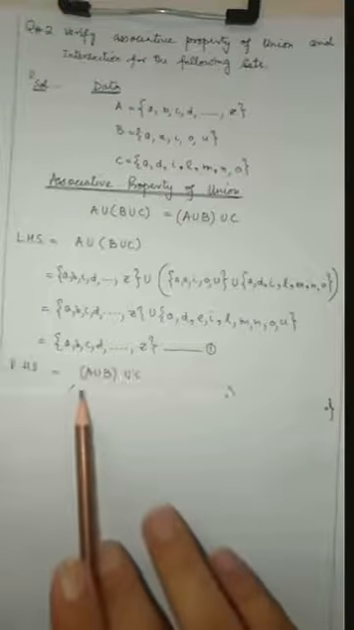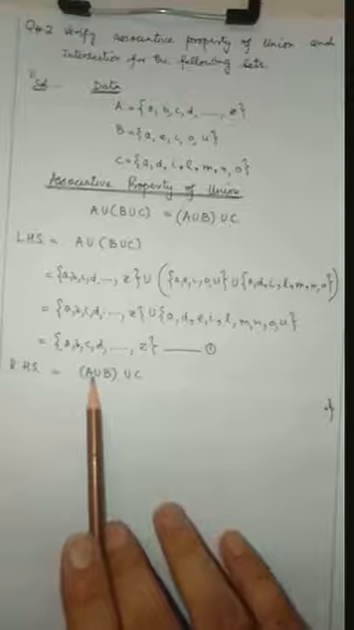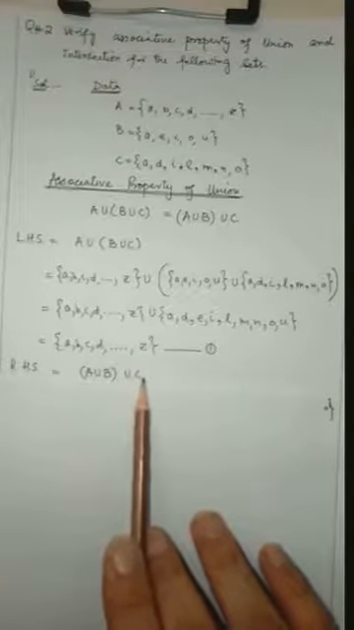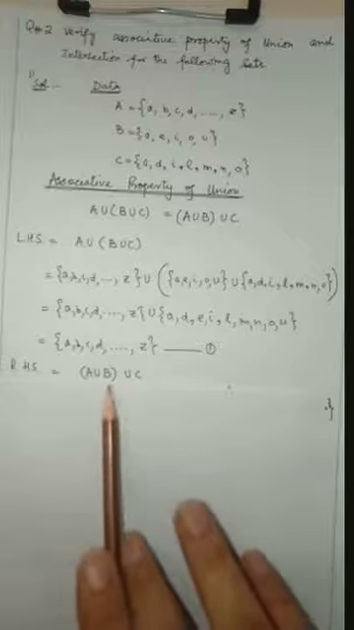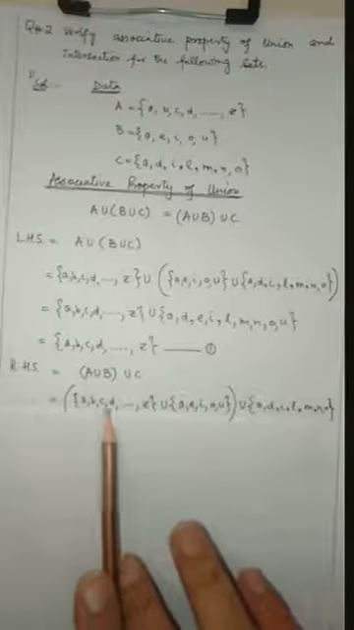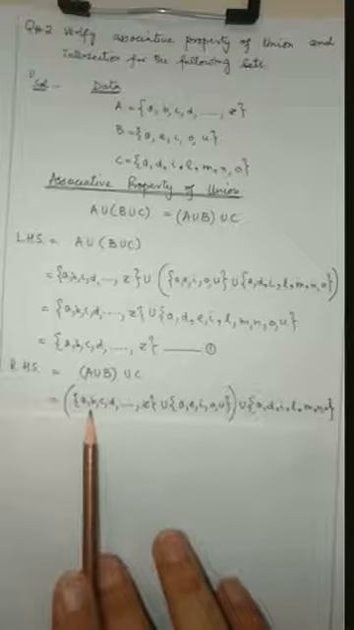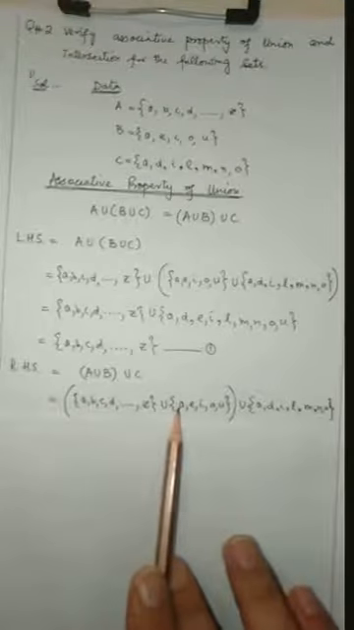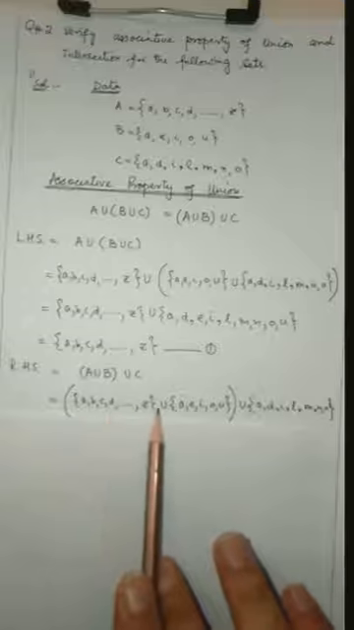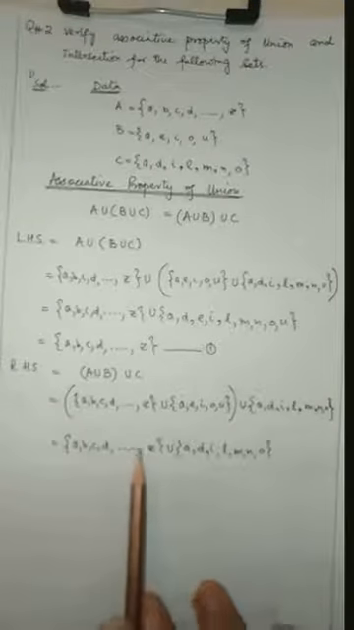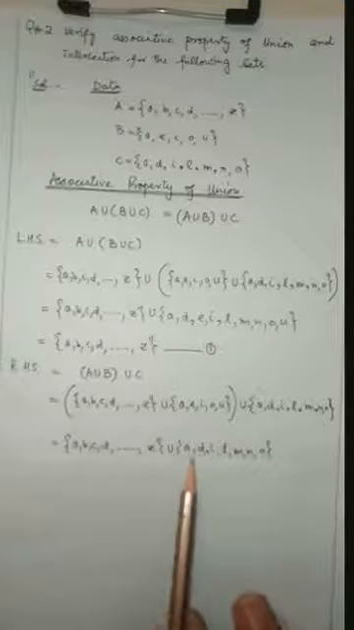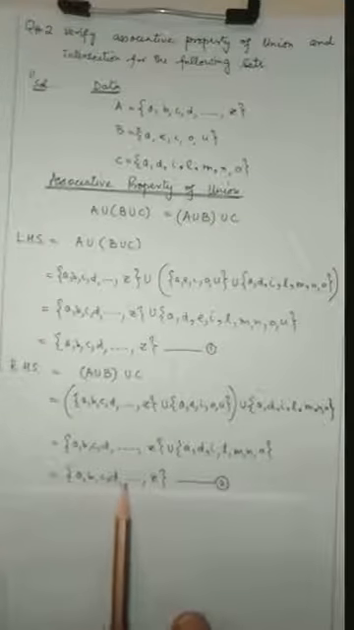Now taking right hand side, which is bracket A union B union C. Now putting the value of set A, set B, set C like this. Now first of all we will verify the brackets. So taking the union of these two sets, which is a, b, c up to z like this, and this set as it is. Now taking union of these two sets, so this is equal to a, b, c, d up to z.